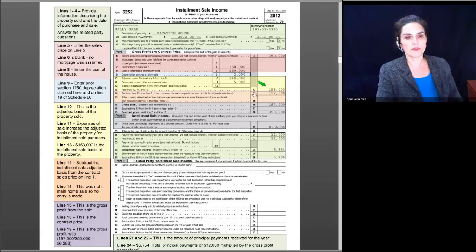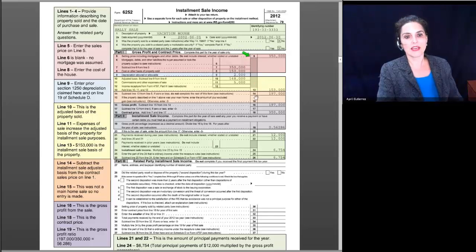And then the next step for the orange section right here is rather elementary. Take line 5, subtract line 13, and you get line 14. This is the installment sale adjusted basis for the contract sales price on line 1. We subtract line 13 from line 5, and we get line 14, and then we carry line 14 to line 16, and this is basically the gross profit from the sale. So this is Sally's net profit. The sales price is $350. So what percentage is 197 of $350? Well, you do the ratio there, and you get 56.286%. So that is her gross profit ratio.